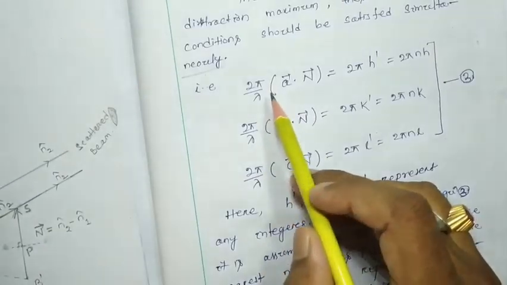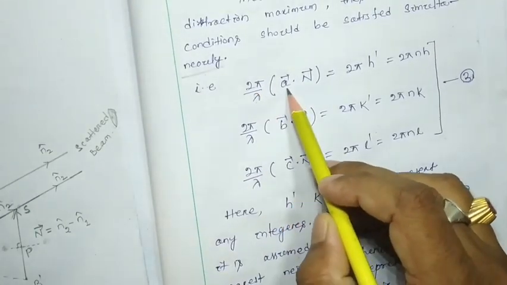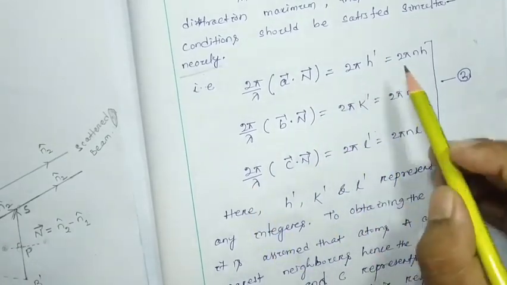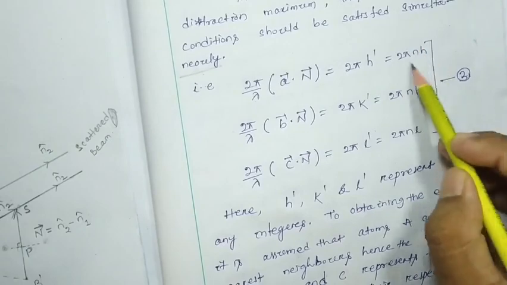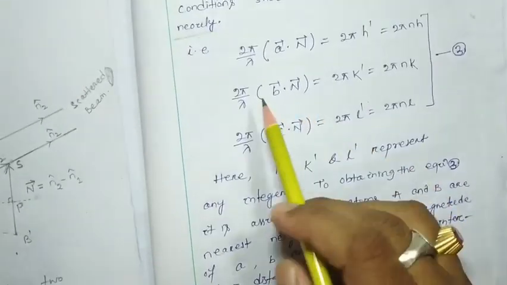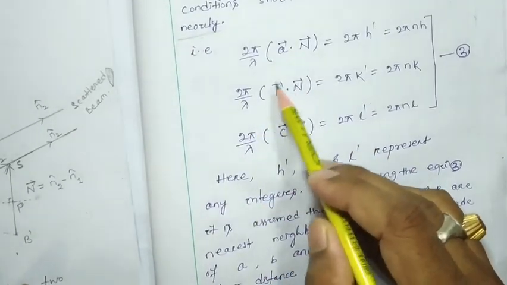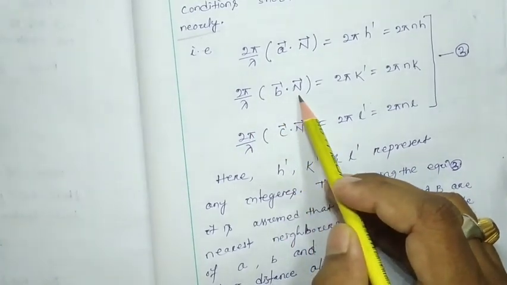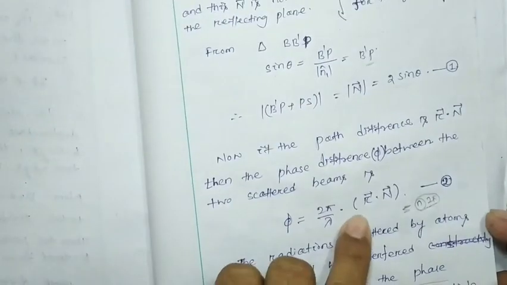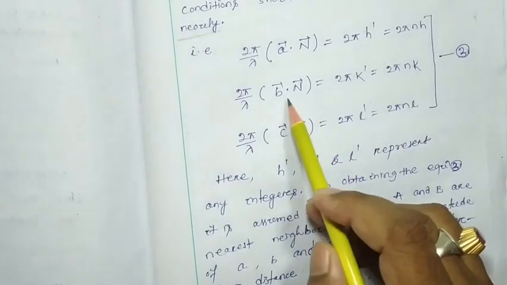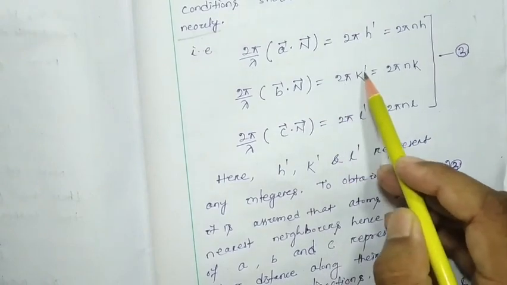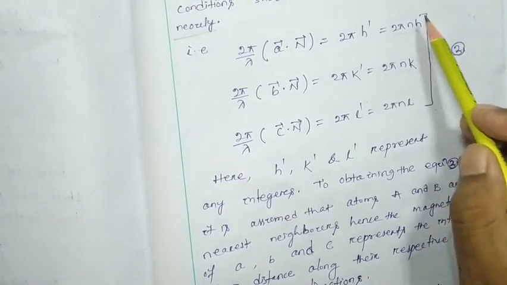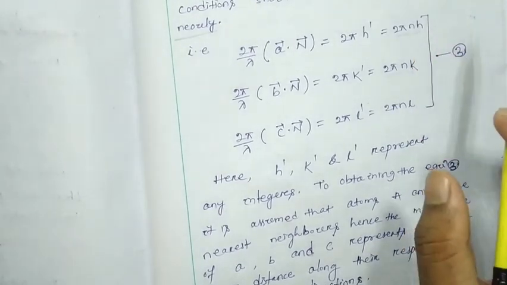So the so-called phase difference will be 2π/λ, A·n equal to 2πh' equal to 2πnh. Why it is nh, I am going to explain, wait. Likewise along crystallographic axis B, it will be 2π/λ, B·n equal to 2πk' equal to 2πnk. I am following this equation, right? How it is nh, what n, h, k, l are, that I am going to explain, wait.